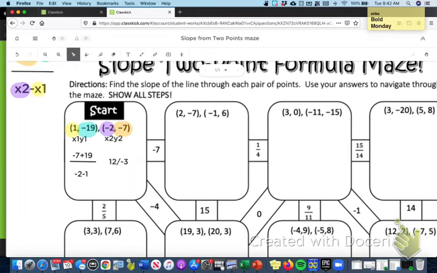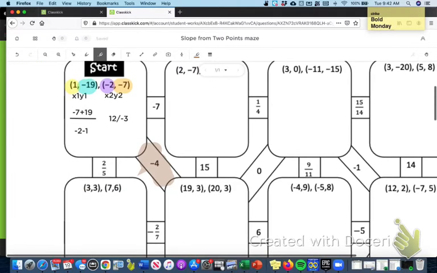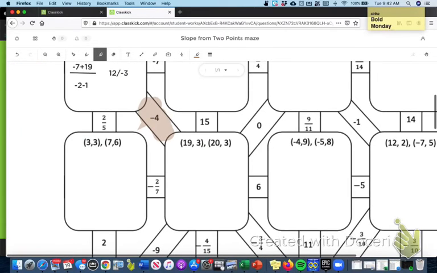But I can actually simplify that because remember that fraction bar means divide. So 12 divided by -3 simplifies to -4. So I know that's my answer, which means I'm going to follow that correct answer down here to the next problem.